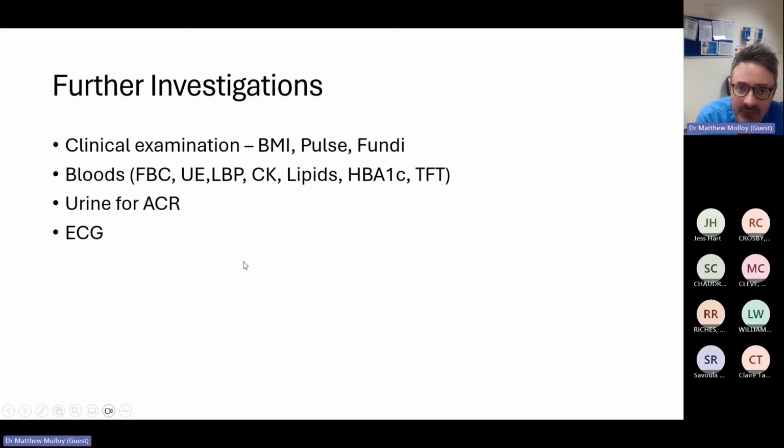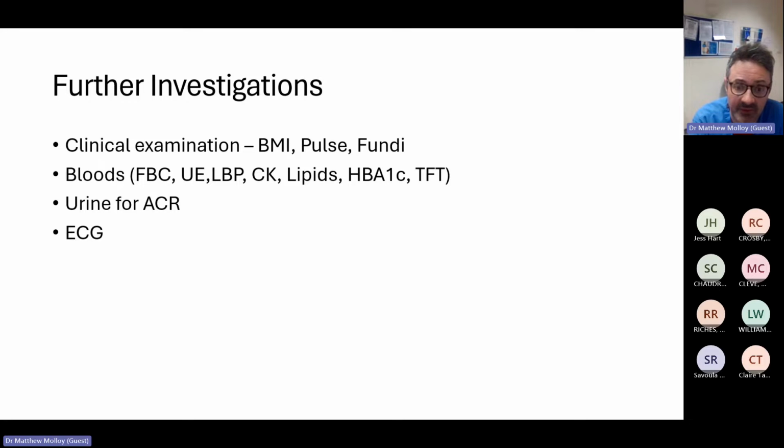So if we're suspecting hypertension, the things that we should be doing alongside this are clinical examination, checking the patient's BMI, the pulse, and checking for target organ damage, so looking at the fundi to see if there's any retinopathy. If, as many of us are, we don't feel sufficiently skilled in using an ophthalmoscope, it's completely reasonable to refer a patient to the optician to have this done.